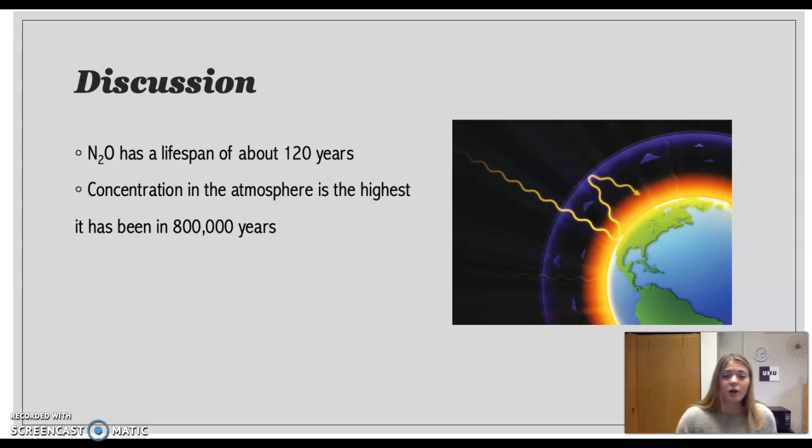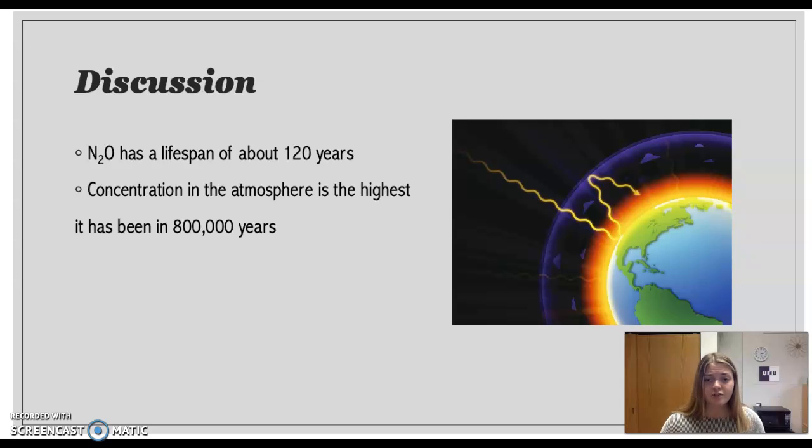Nitrous oxide has about 300 times the warming potential of carbon dioxide, and this is because it has a lifespan of about 120 years. So in the picture to the right, you can kind of visualize nitrous oxide going up into the atmosphere, and it's getting trapped there, and then it absorbs the radiation and holds it there for 120 years, which is why it's so much stronger than carbon dioxide or methane.